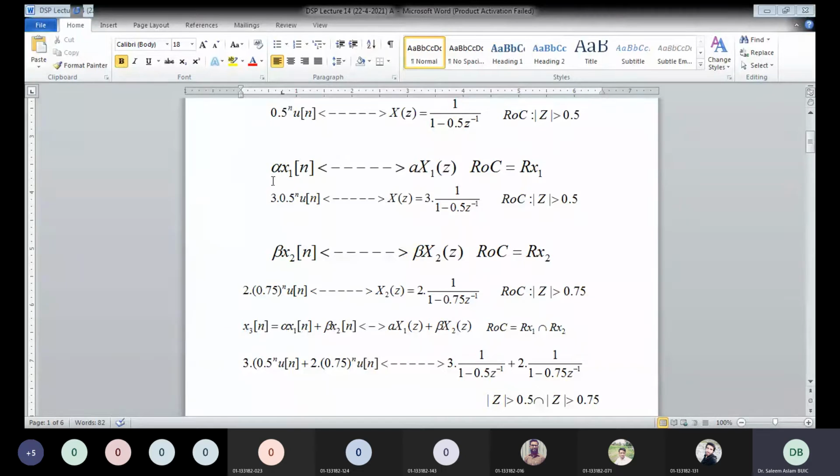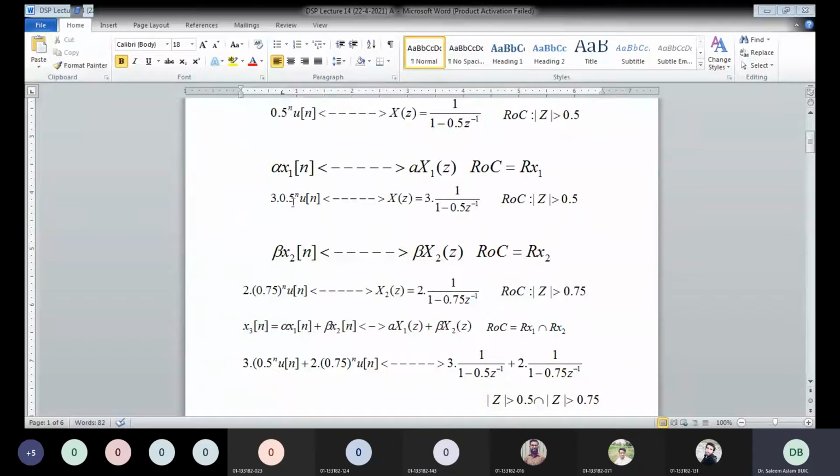So we have alpha as the scaling factor. We know the Z transform of 0.5 raised to the power n u of n is 1 over 1 minus 0.5 z inverse, right? And if we scale x1 of n, this 0.5 raised to the power n u of n, by a factor alpha, the Z transform would also be scaled by alpha. However, you see here the ROC will remain the same. So by only scaling, the region of convergence is not getting changed. When you multiply it by 3, the Z transform expression would also be multiplied by 3.